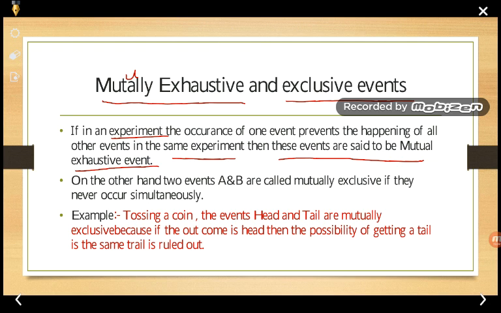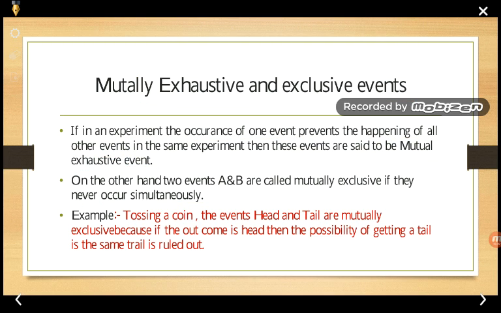On the other hand, two events A and B are called mutually exclusive if they never occur simultaneously. मतलब ये दोनों events at the same time occur नहीं करते हैं. So these events are said to be mutually exhaustive events. Always remember that in mutually exhaustive events, the happening or occurrence of one event prevents the happening of all other events. एक event occur अगर करता है तो वो क्या करता है, prevent करता है happening of all other events. बाकी के event पे वो impact करता है.